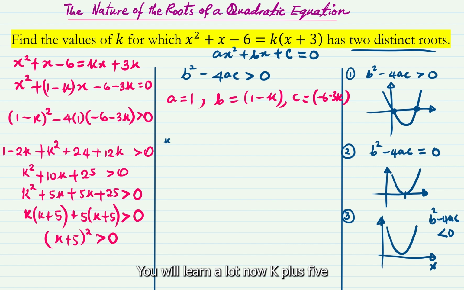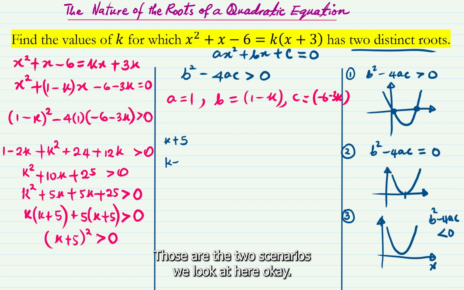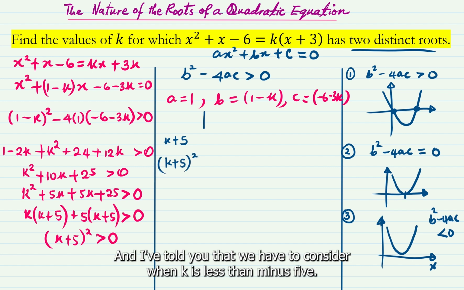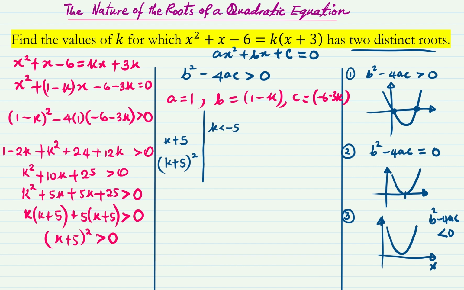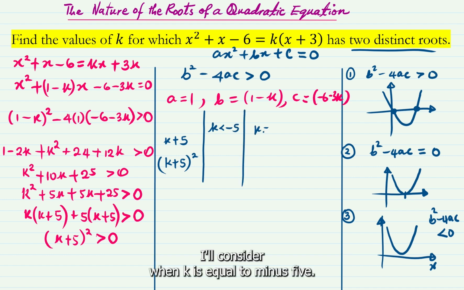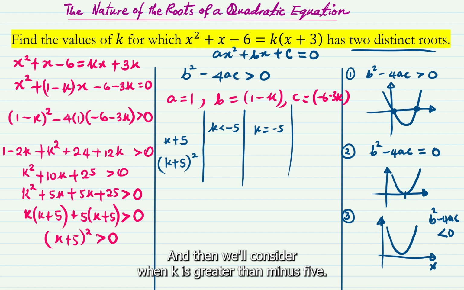Now, k plus 5 and then (k plus 5) squared, those are the two scenarios we look at here. Okay, and I've told you that we are considering when k is less than minus 5. We are considering when k is equal to minus 5. And then we are considering when k is greater than minus 5.